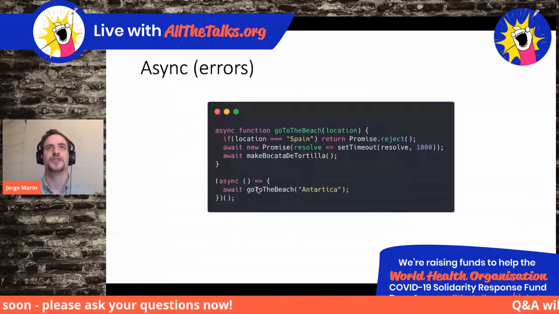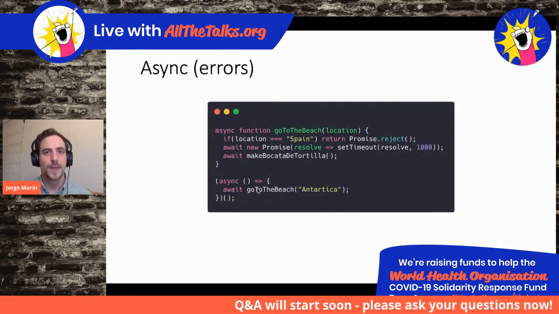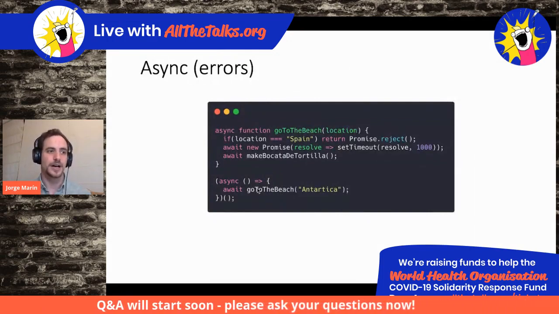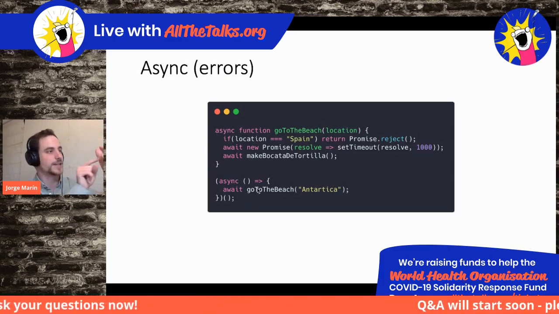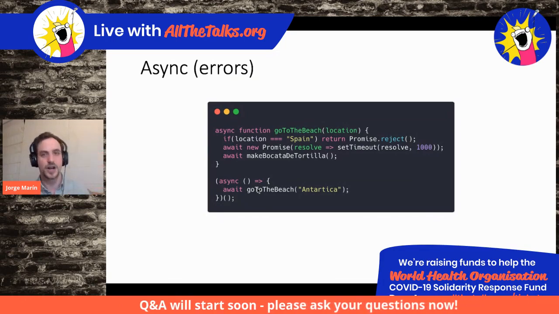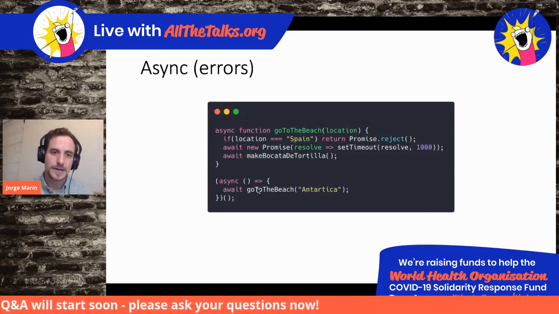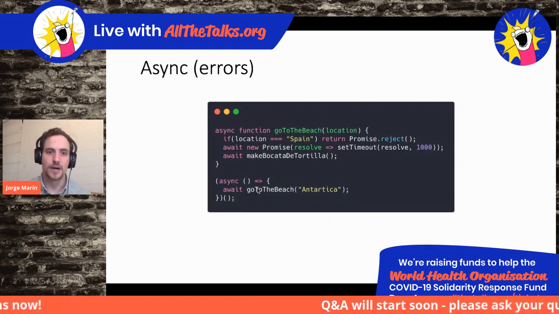So in here, I'm going to try to explain how you can get more context, or tell the code to get more context about your error, to be able to debug your code. So when you see the whole stack trace, you can see, okay, this function was called by this function, that was called by this function, and then you go to the code and find the bug, right? So this is, again, the simple GoToBeach program with the Antarctica.